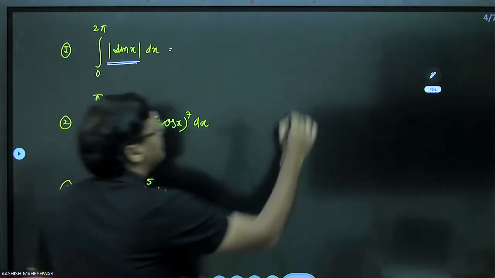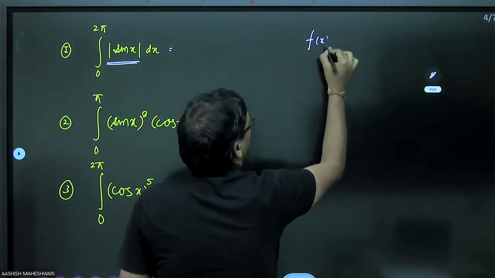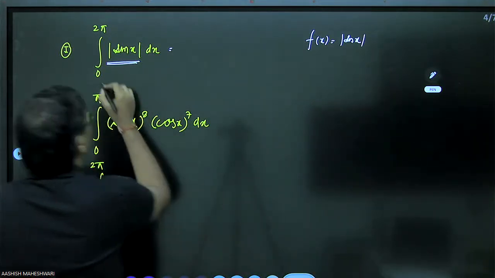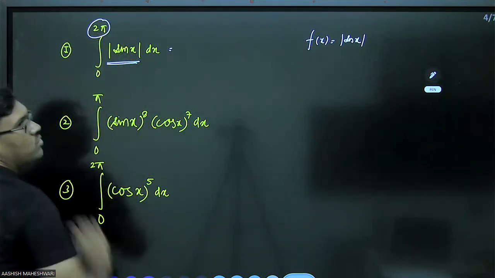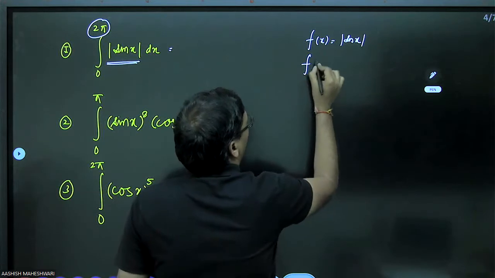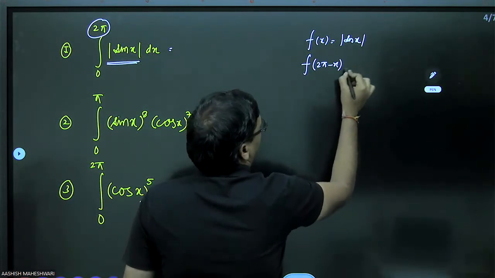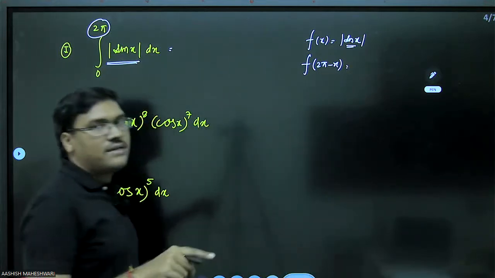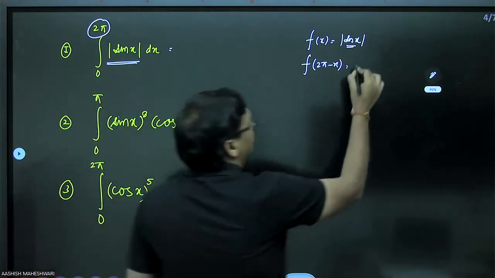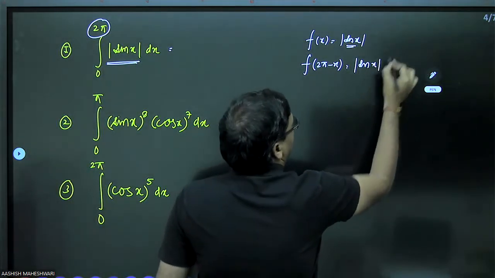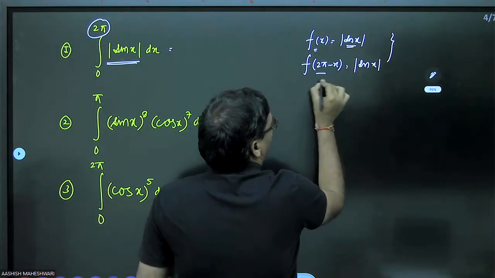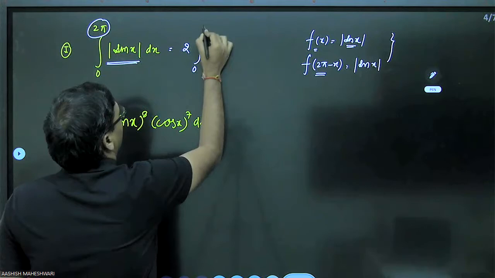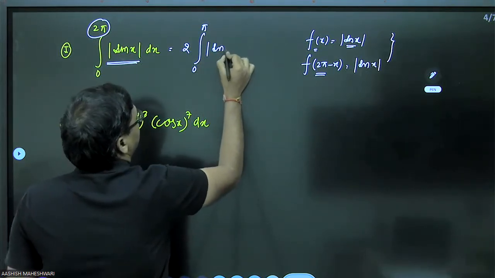How to apply this? Understand this. If I have the function f of x equal to modulus of sin x, this is 0 to 2a. Now, if I replace x with 2 pi minus x, you can clearly see sin of 2 pi minus x is minus sin x. But here we have the modulus and you'll get the same function. So f of x is equal to f of 2 pi minus x. So can I say this is 2 times the integral 0 to pi of modulus of sin x.